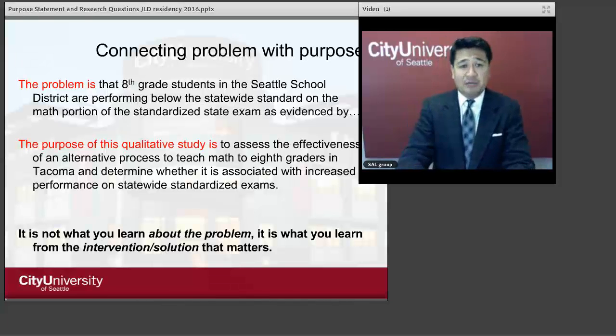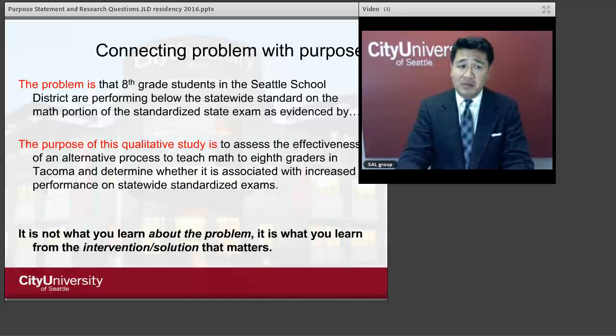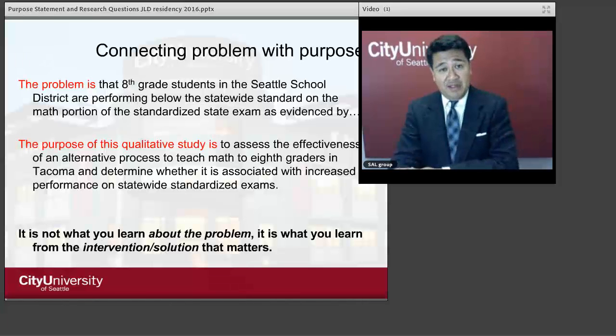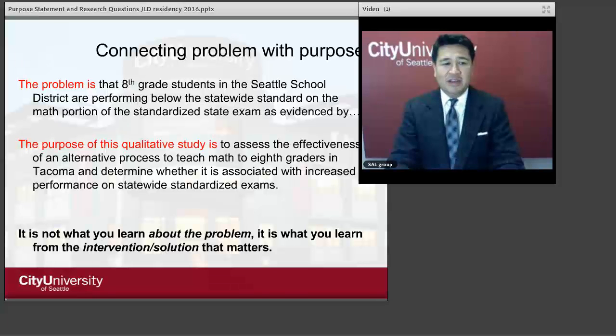Here's a good example of how you connect the problem with the purpose. The problem is that 8th grade students in the Seattle School District are performing below the statewide standard on the math portion of the standardized state exam, as evidenced by, and so on and so forth. The purpose of this qualitative study, or the purpose of the study, is to assess the effectiveness of an alternative process to teach math to 8th graders in Tacoma. Sorry, it should be Seattle, and determine whether it is associated with increased performance on statewide standardized exams.